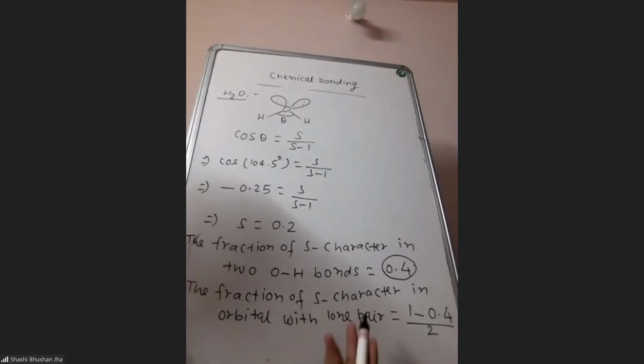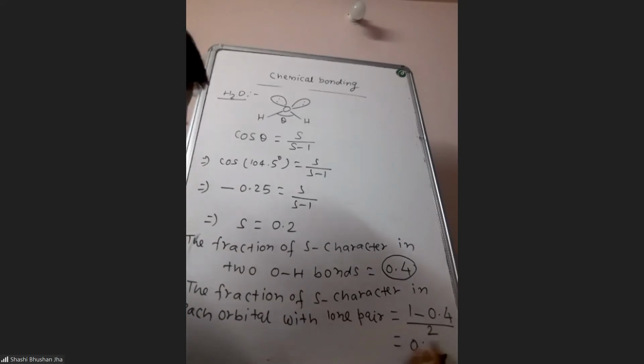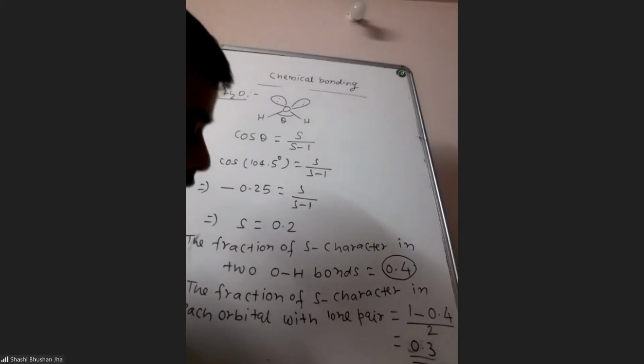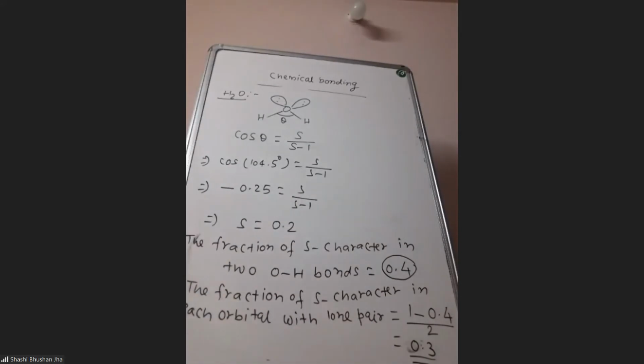So fraction of S character in each orbital, I am writing here each orbital. In each orbital with lone pair will be 1 minus 0.4 by 2. So it will become 0.3. And this is only X. So we got the value of X, it is 0.3.